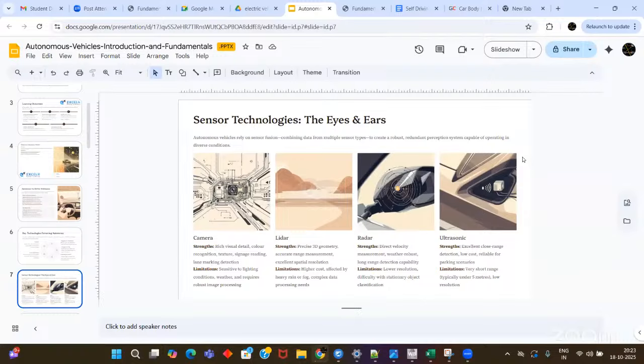So the limitations are very short range, typically under 5 meters, and a lower resolution. These are the four things that are majorly called the eyes and ears of sensor technology in autonomous vehicles. First is the camera, second is the LiDAR, third is the radar, and fourth is the ultrasonic sensor. These are the important parameters that need to be checked properly for accurate system level modeling of the autonomous vehicle.